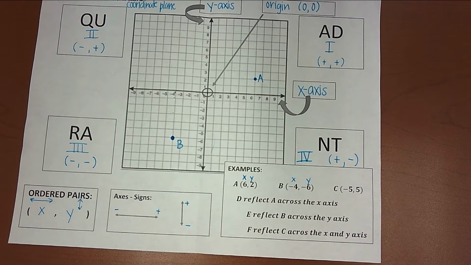At this point in time, I would challenge you to try and plot -5, 5 on your own. Think about what that means. Think about alphabetical order. Think about how far left or right we should go, how far up and down we should go, and then plot that point and label it C.